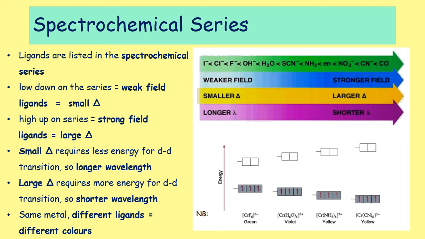So the same metal with different ligands will look different colors. And we also know that if we change the oxidation state of the metal, that's going to change how many electrons there are, and that will change the color as well. So transition metal complexes change depending on the ligands they have and on the oxidation state of the metal.